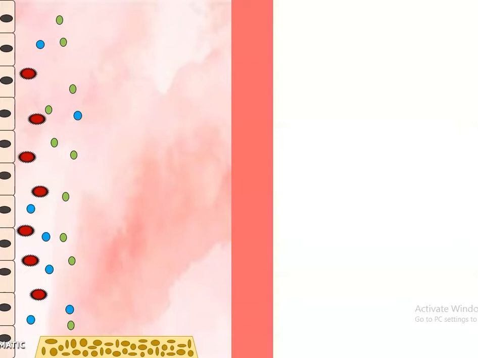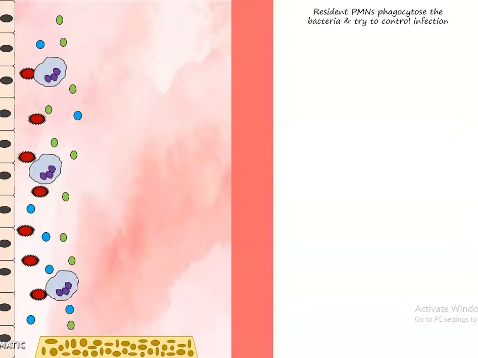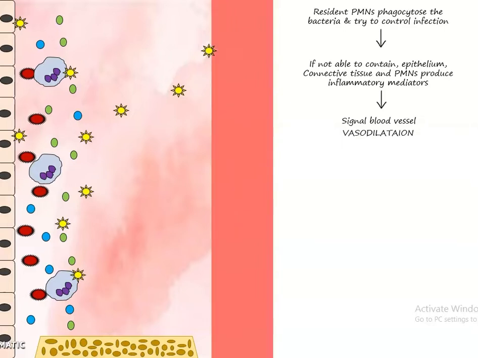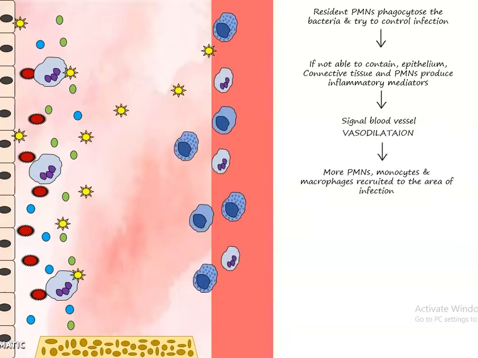In response to bacteria, the resident polymorphonuclear cells migrate to the site of infection and phagocytose the bacteria. This will normally contain the invasion. If not able to contain, the epithelium, connective tissue, and PMNs produce inflammatory mediators. These mediators signal the blood vessels and cause vasodilatation. Thus, more PMNs, monocytes, and macrophages are recruited to the area of infection.